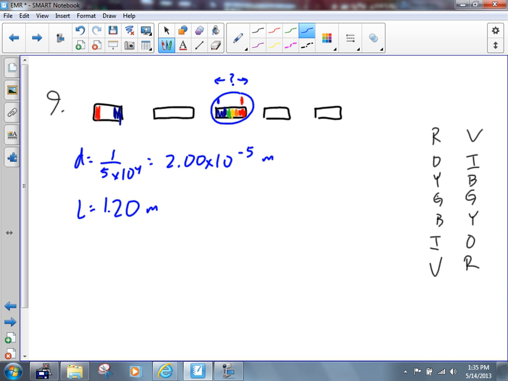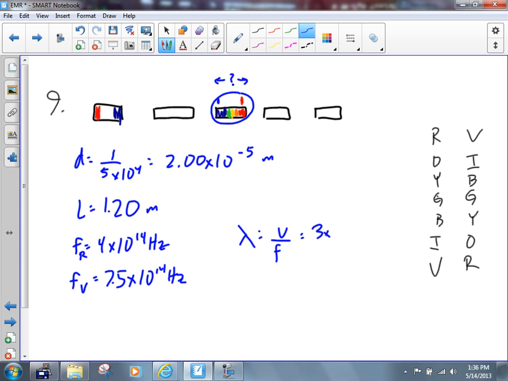Okay, let's get the wavelength of the red and the wavelength of the violet. We can do that by saying the frequency of the red is 4 times 10 to the 14 hertz. We'll call that FR, frequency of the red. The frequency of the violet is 7.5 times 10 to the 14 hertz. And we remember those from the table that we learned on the first day of the unit. Let's get lambda.